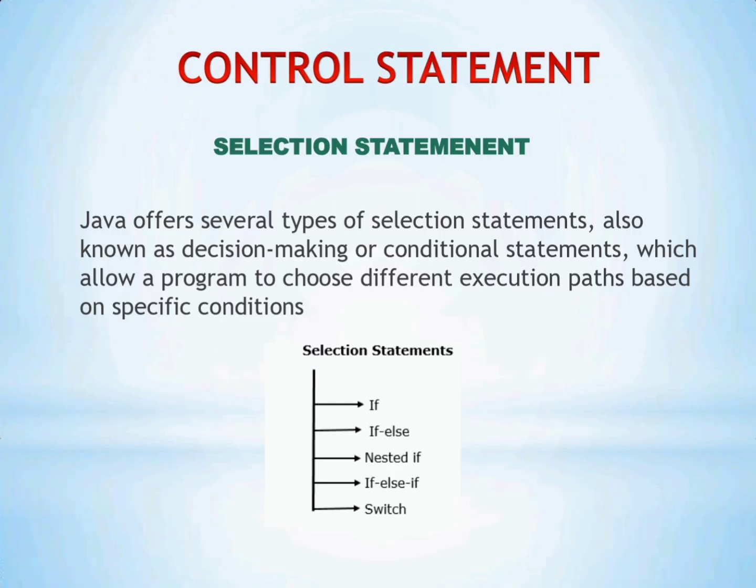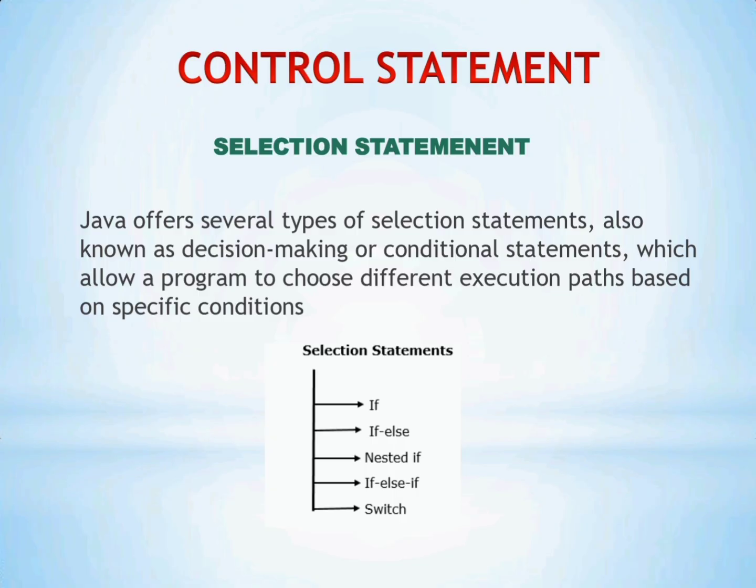Selection statements. Java offers several types of selection statements. This statement is also known as decision making or conditional statements. It allows a program to choose different paths of execution based on a specific condition.